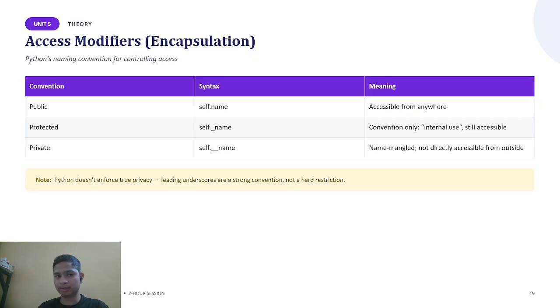So a public name can be accessed from anywhere by anybody. Protected is conventionally for internal use, but it is still accessible, only to some permitted persons. And a bit about private: as the name suggests, it is not directly accessible from outside. Python does not enforce true privacy; leading underscores are a strong convention, not a hard restriction.